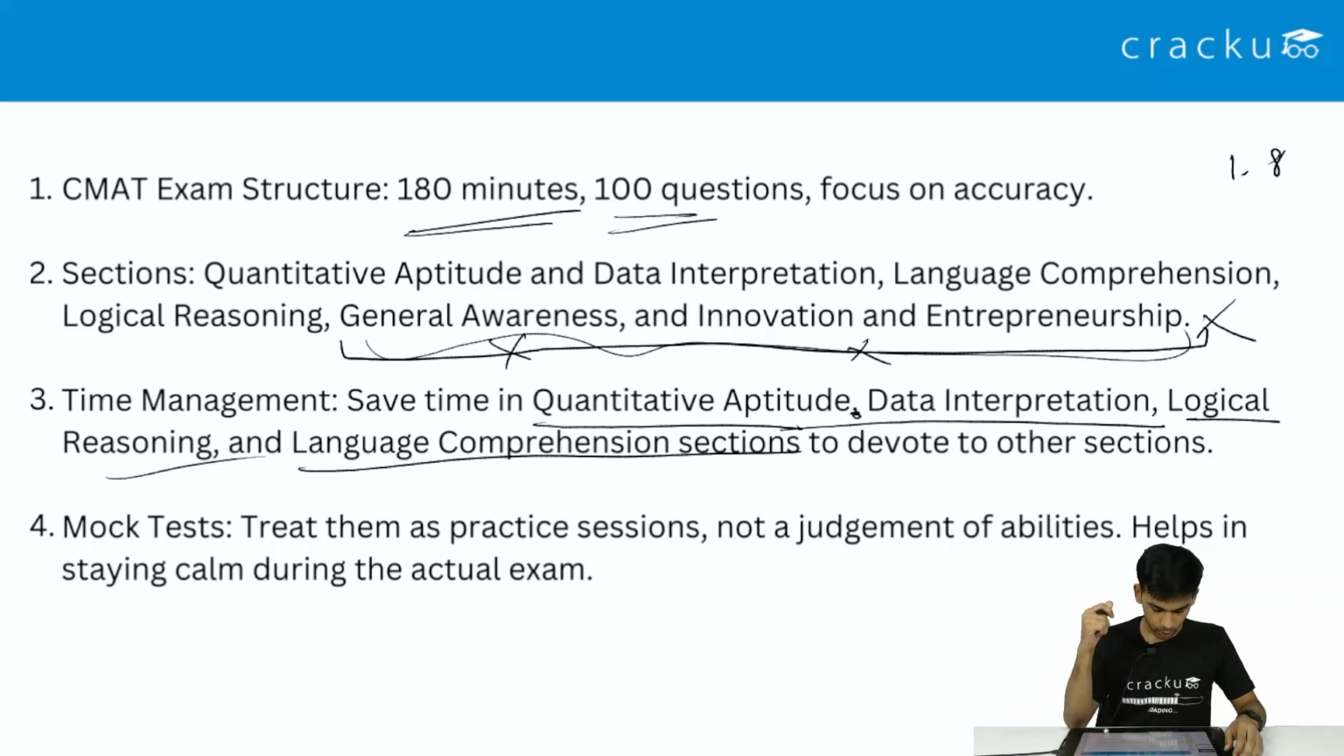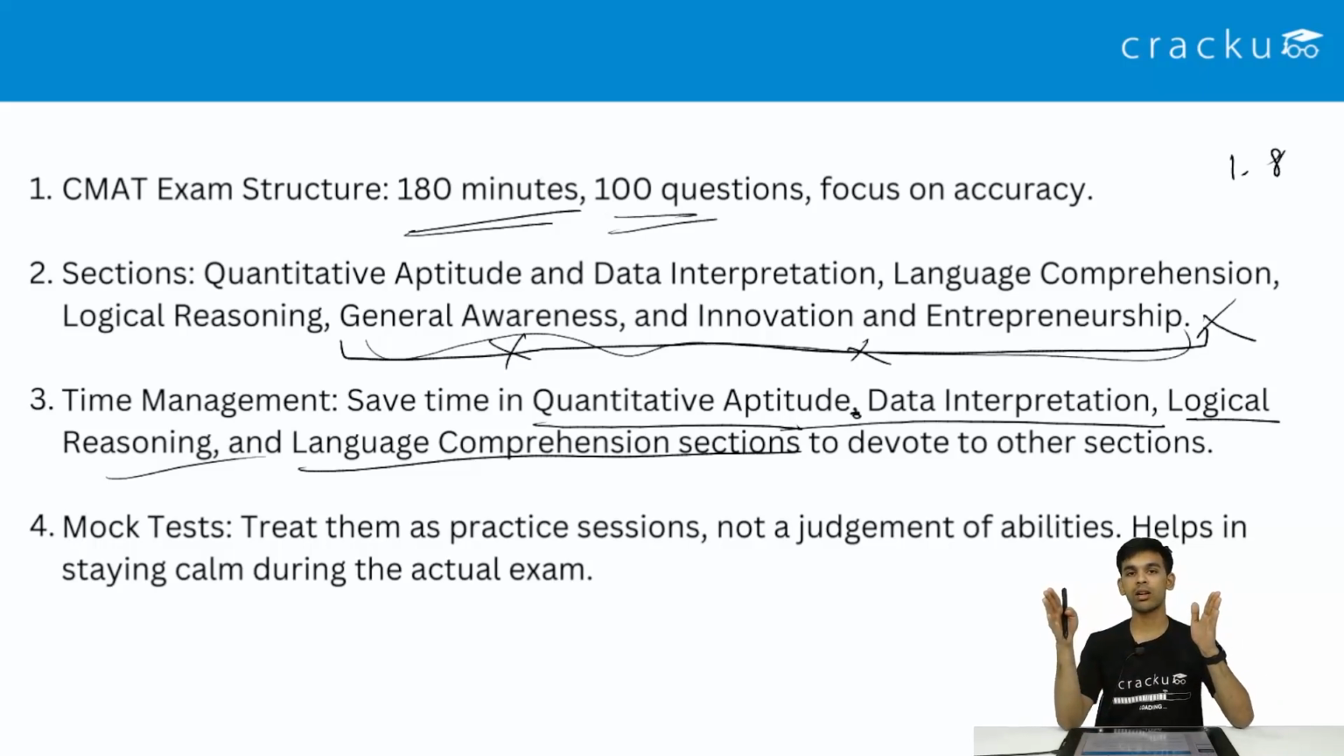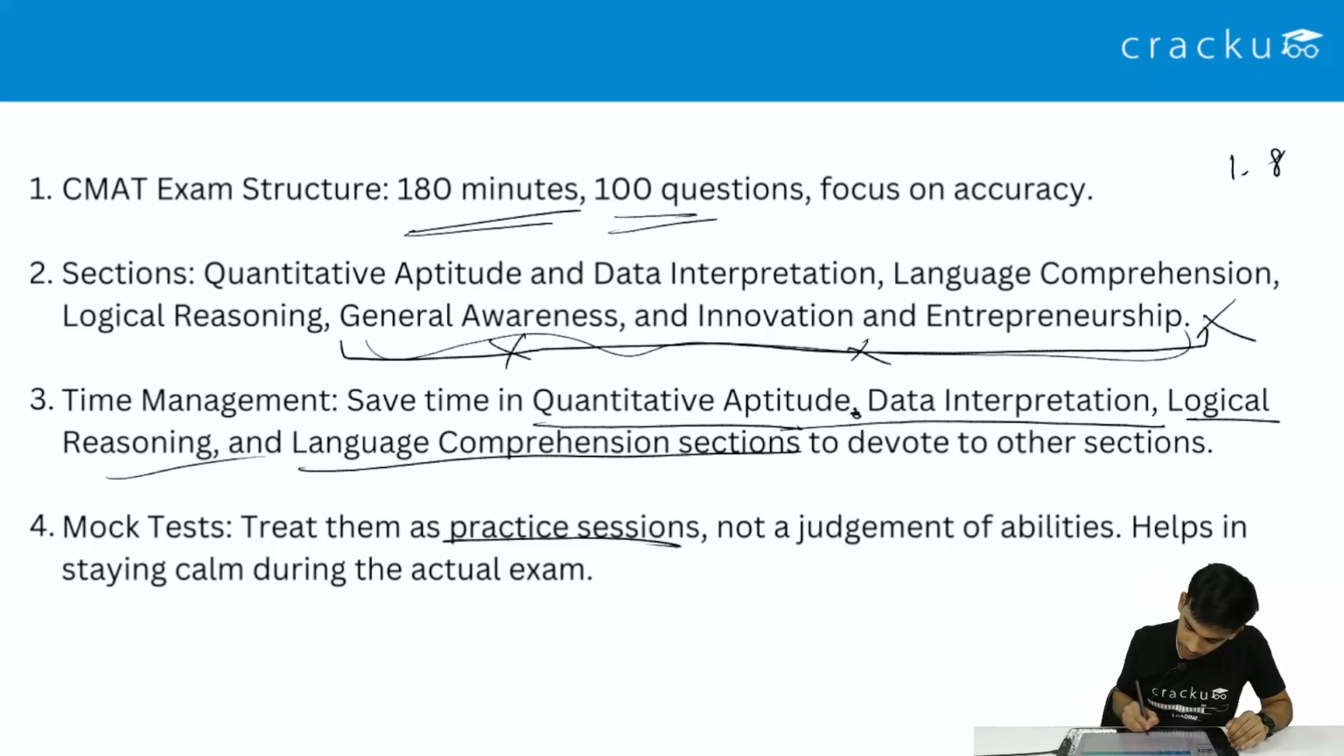When it comes to mock tests, don't take the mock test at this time as a judgment of your abilities. If you have had consistent practice until this point and your scores were very good, say 250 plus or near 300, then even if your mock test score goes down at the end, this should not affect your confidence at the last moment. It is a practice session.